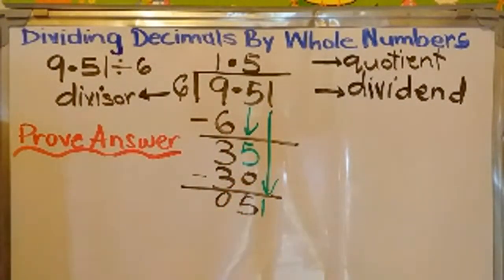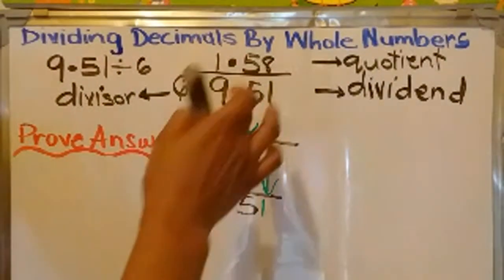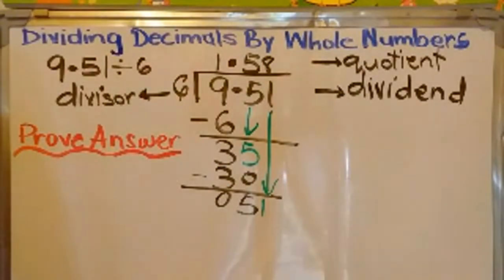And of course, how many groups of 6 can I get from 51? And of course, I can only get 8 groups. All right? So now I'm going to take my 8 and multiply it by 6. 8 multiplied by 6, or 6 multiplied by 8, you are going to get 48.